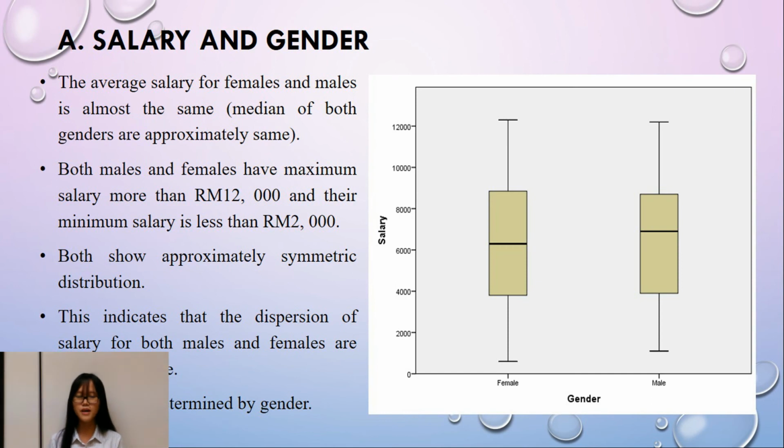Okay, for the first part, salary and gender, we can see from the box plot that the average salary for females and males is almost the same, since the medians of both genders are approximately the same. Both male and female have a maximum salary of more than 12,000 and a minimum salary of less than 2,000. Both plots show approximately symmetric distribution. This indicates that the dispersion of salary of both males and females is almost the same. We can say that the salary is not determined by gender.